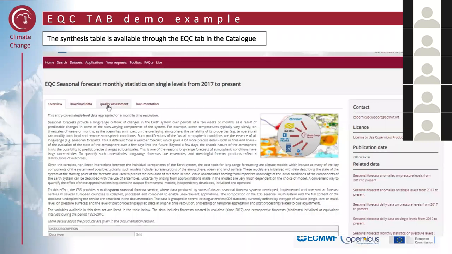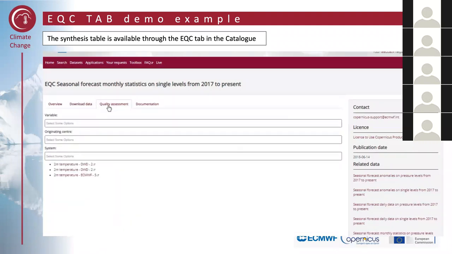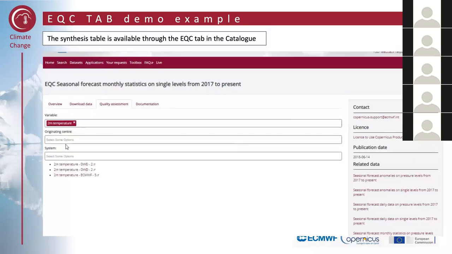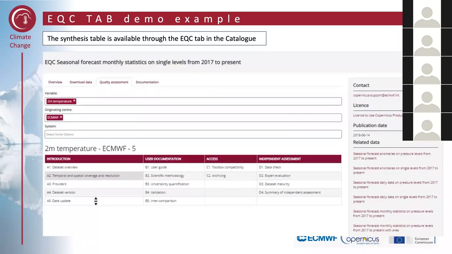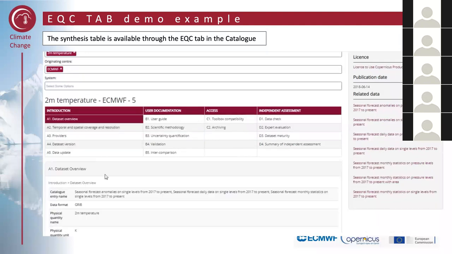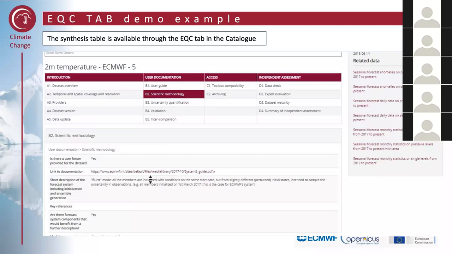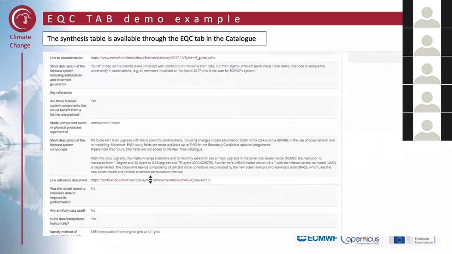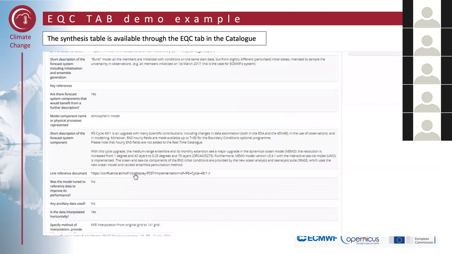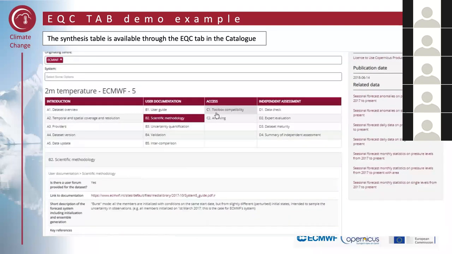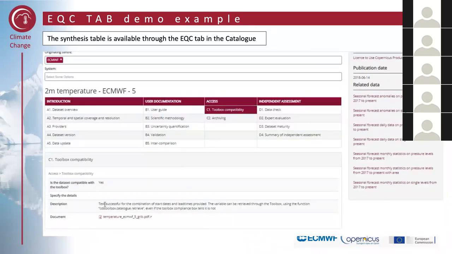All right. So all these aspects of the quality assurance information are made available to the end users for each catalog entry. There is a tab next to the download tab, and the user can click, look for the variable of interest, the model and the specific system. Then the synthesis table appears with different boxes, each one showing a different aspect of the quality assurance information acquired. So the user, instead of facing a long PDF, is shown the different information scattered in order to focus on the information that is deemed of most interest.